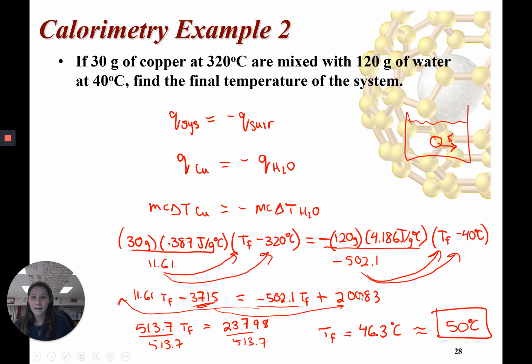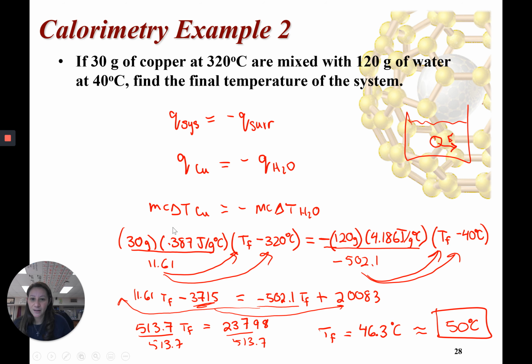Now let's look at water. When water started at 40 Celsius, it only went to 46 or 50, let's say. Does that make sense that water only raised its temperature by 6 Celsius when copper went down by 270 Celsius? Yes, it does make sense. Well, first of all, there's 4 times as much water as there is copper, right? That's one factor, but the bigger factor is the specific heat capacity.